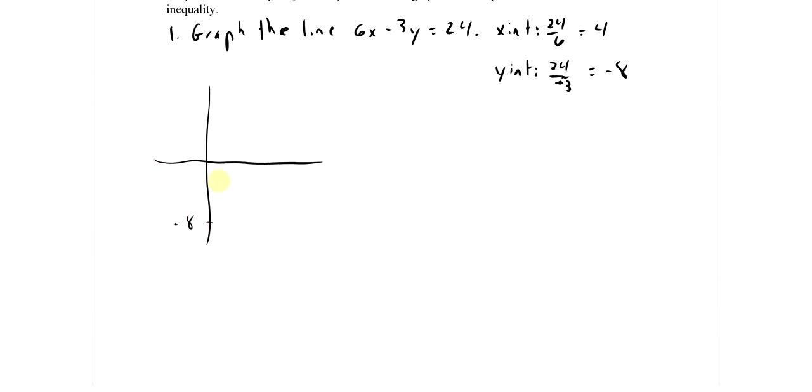Minus 8 is down here somewhere. The graph goes up and hits the x-axis at 4, and so there's our line, 6x minus 3y equals 24.